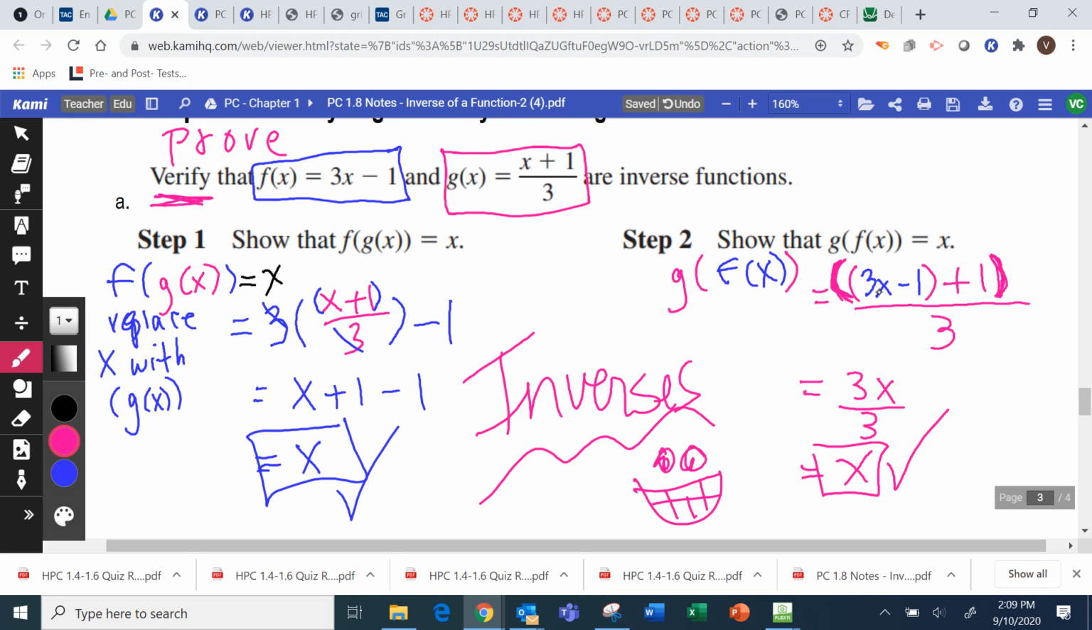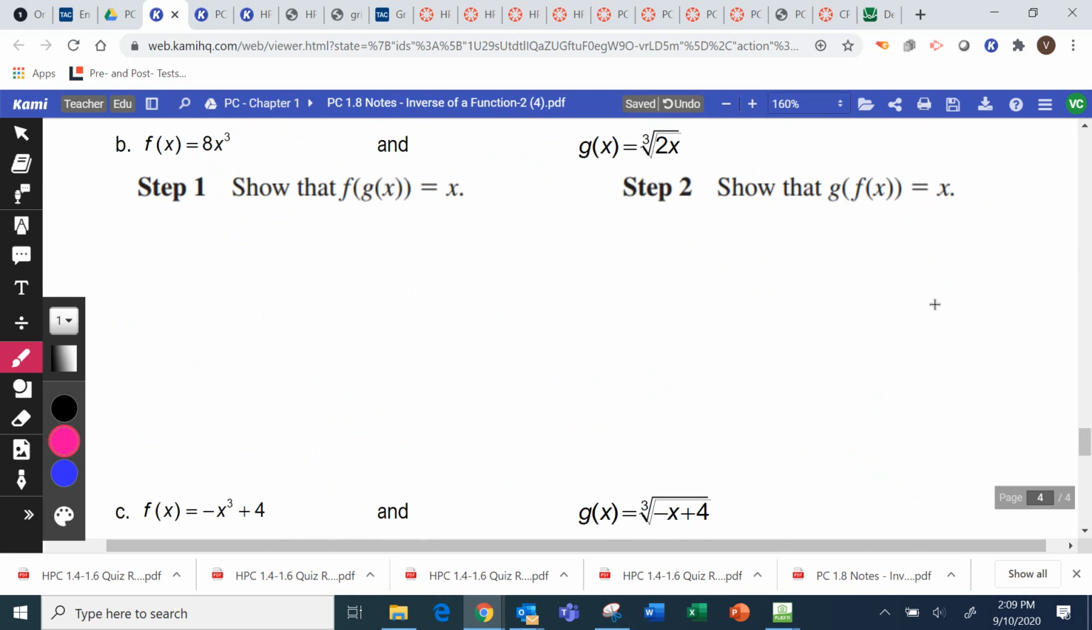Okay, let's look at the next one. So I'm going to keep color coding so you can follow along. I'm going to go ahead and keep the same colors even. My f of x will be blue. My g of x will be pink. We're going to verify, and it even says show that f of x equals x. f of g of x equals x. So we're going to go f of g of x.